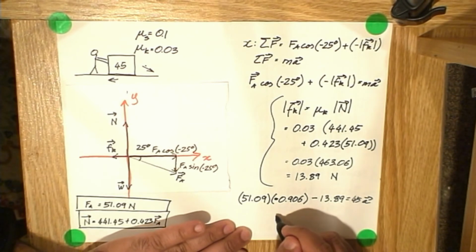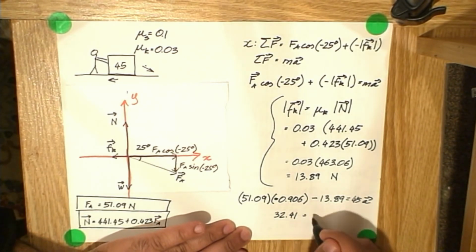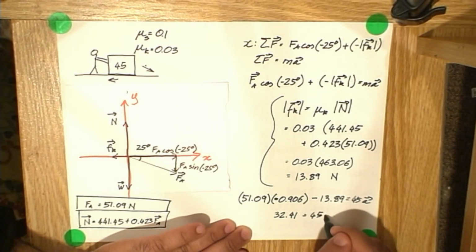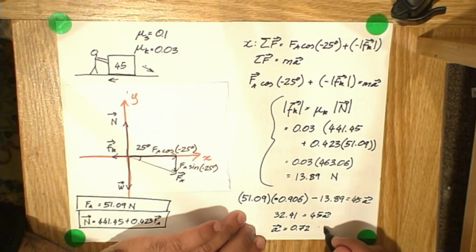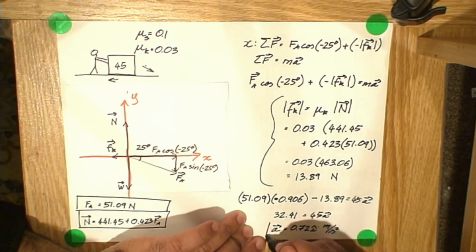So this works out to 32.41 is equal to 45 times the acceleration. Divide by 45, you get an acceleration of 0.72 meters per second squared. And this would be in the i hat direction.